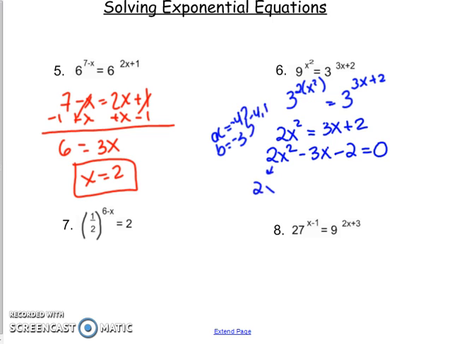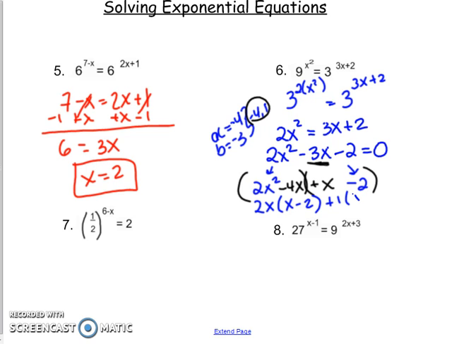We're going to bring down the 2x squared. We're going to bring down the negative 2. And we're going to rewrite negative 3x using negative 4x and positive 1x. And then we're going to group it. Take out the GCF, which is 2x. We're left with x minus 2. Take out the GCF of 1, and we're left with x minus 2. So we have 2x plus 1 and x minus 2 equals 0. So we're going to end up with x equals negative 1/2 and x equals 2.